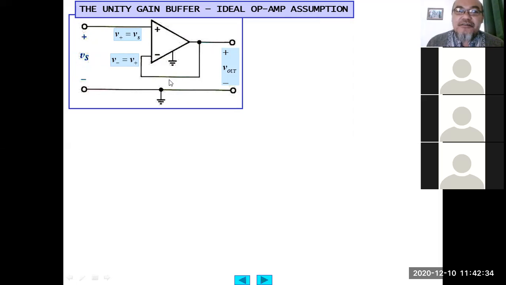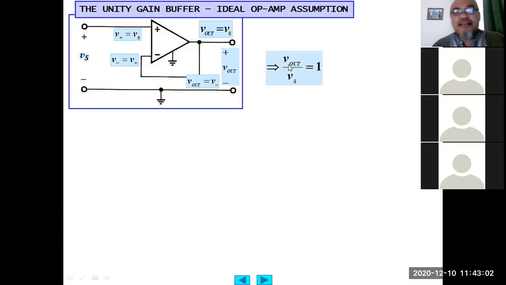V minus will be equal to V plus, and this is from this connection wire. So V output will be equal to V minus. Since V minus equals V plus and V plus equals Vs, it means V output equals Vs. This is what we call a unity gain buffer with the ideal op-amp assumption. But in reality, it is not one. The gain is not one.